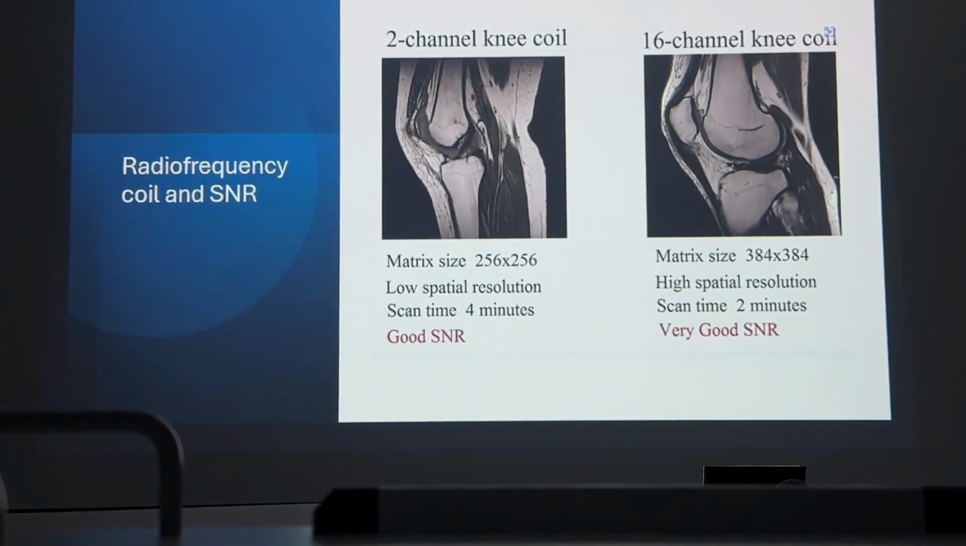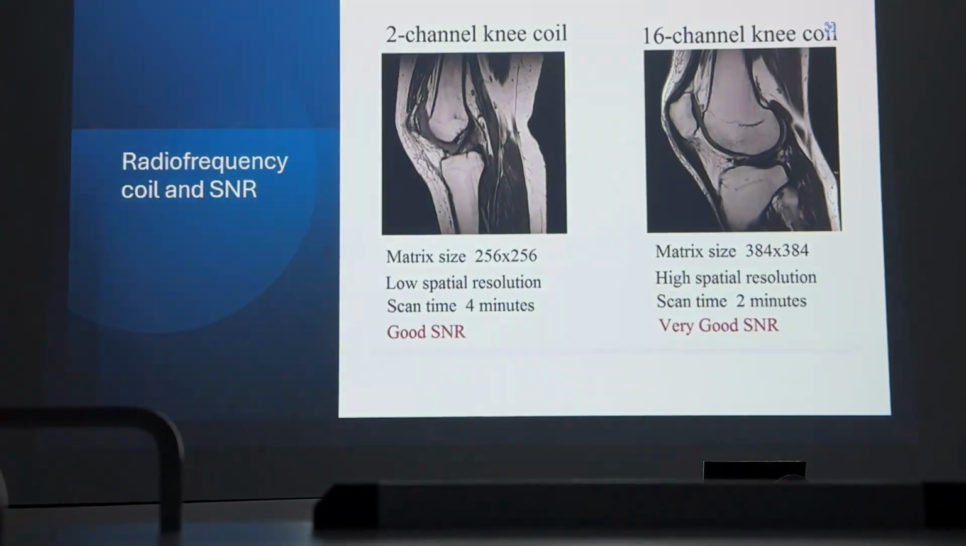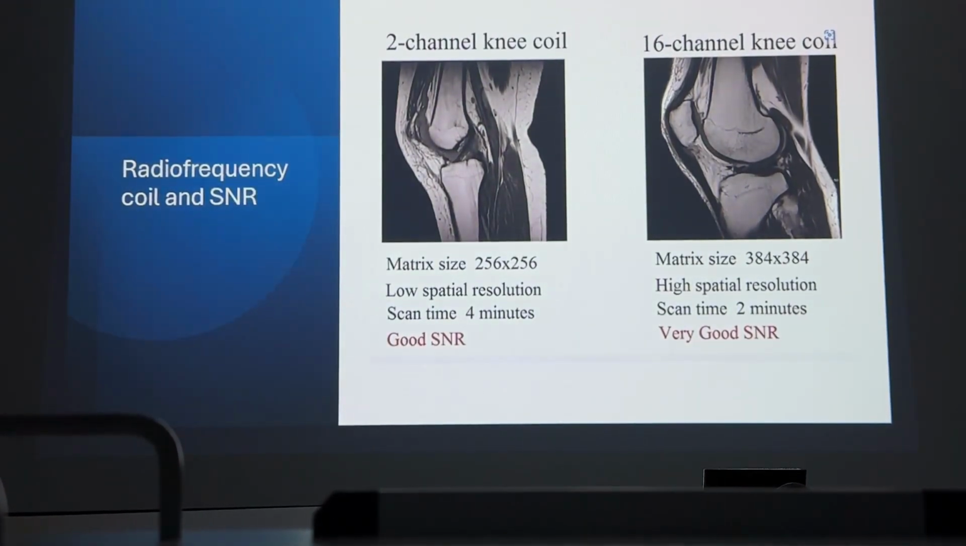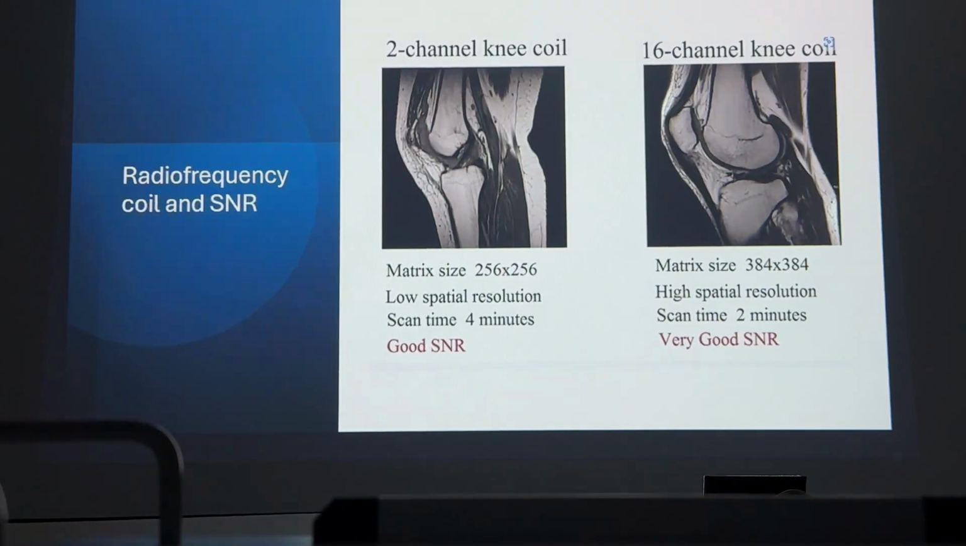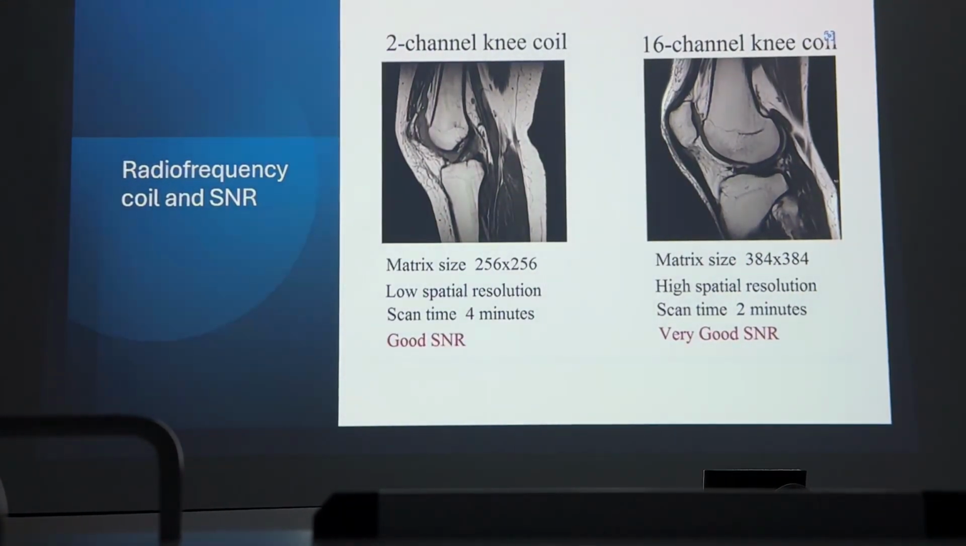One is how close the contact of the coil, I mean the receiver coil, is to the body, which will give us a higher SNR and better image quality. This is point one. Point two is that an increased number of elements in the RF coil will increase SNR and produce a high quality image. And of course you see in the image how a 16 channel coil differs from a 2 channel receiver coil.